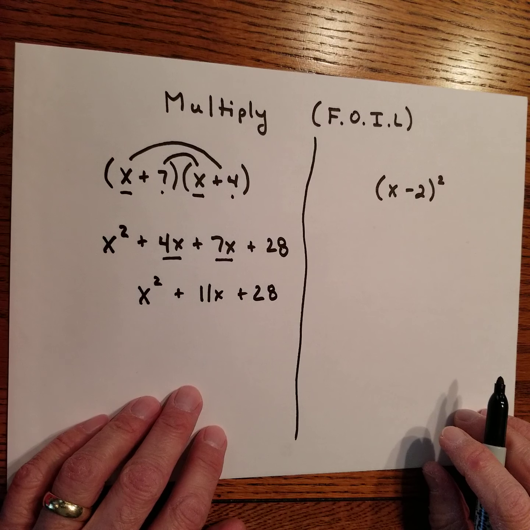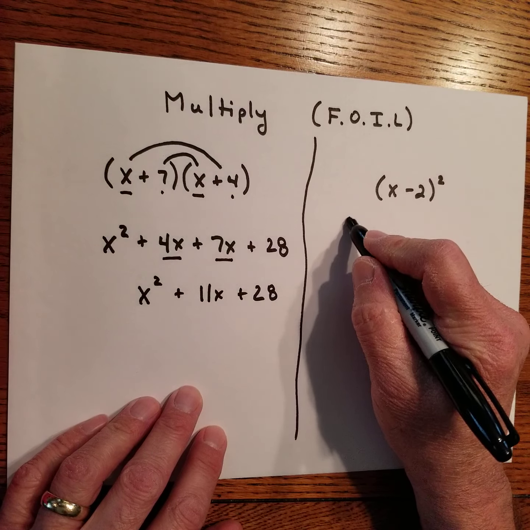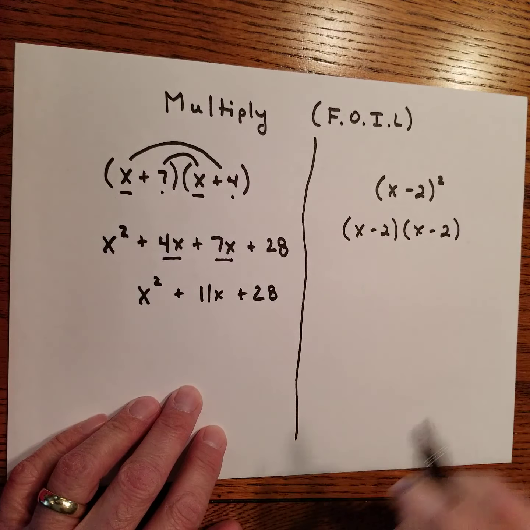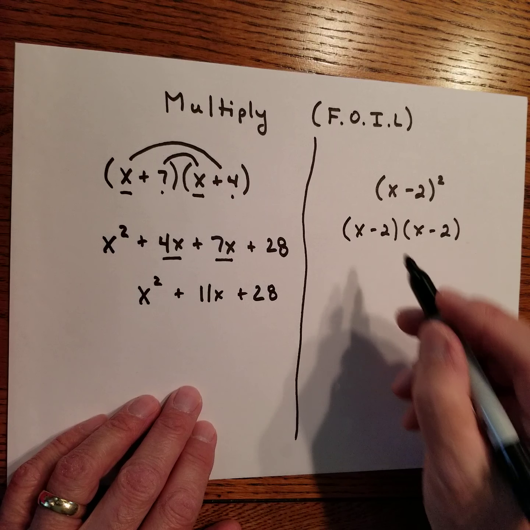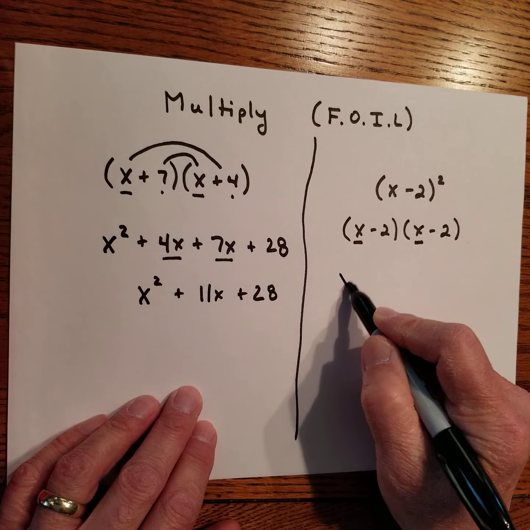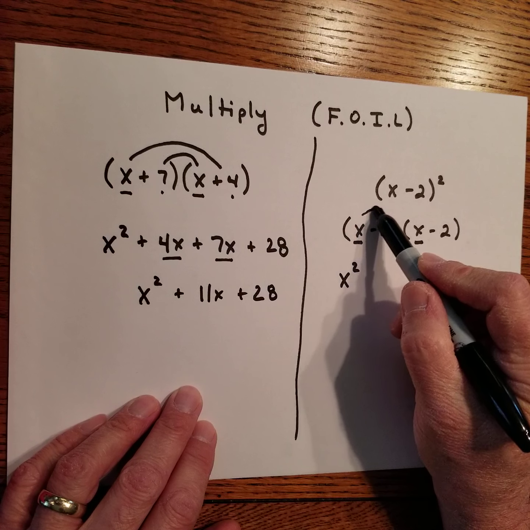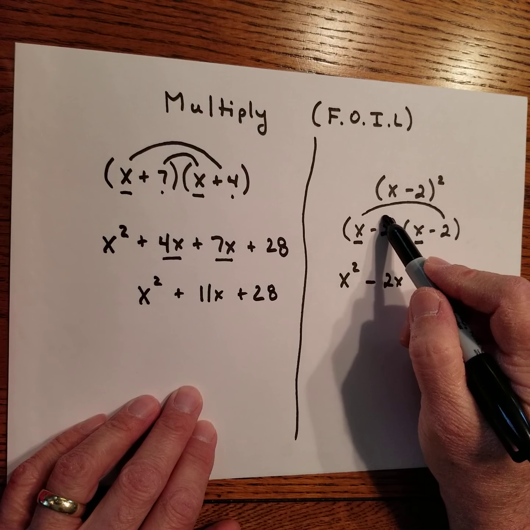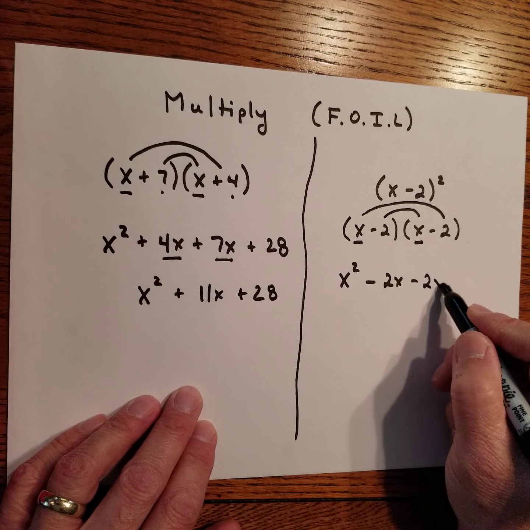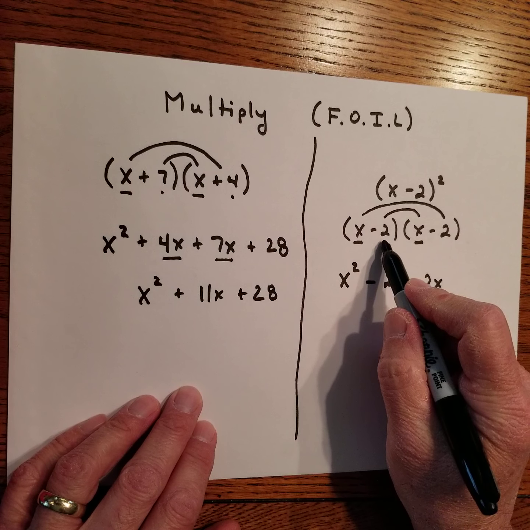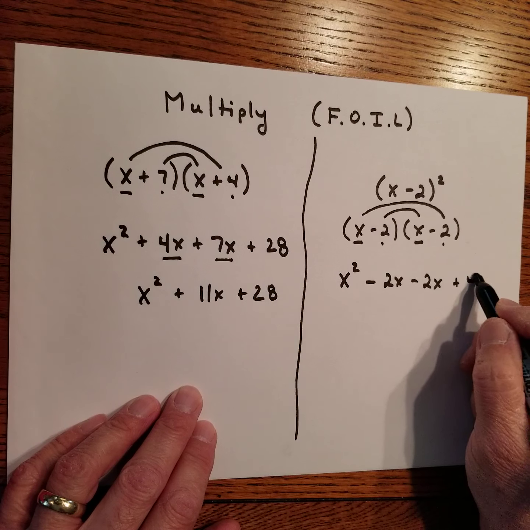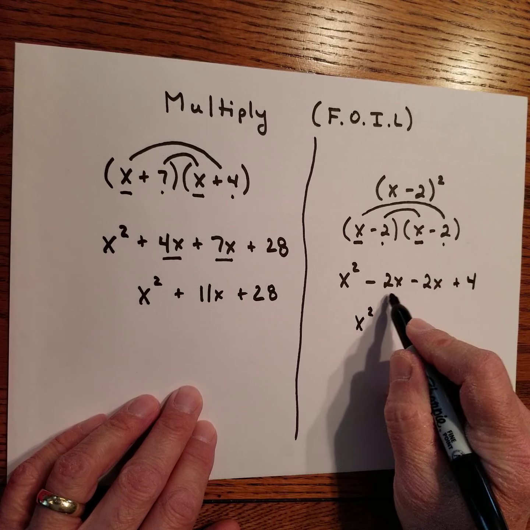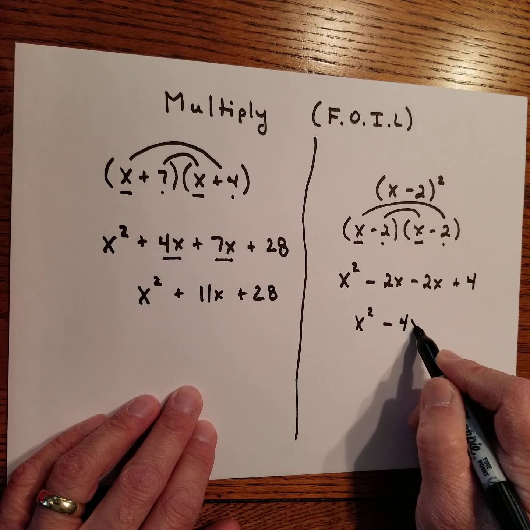Let's try another example. If I have x minus 2 squared, I know that that means x minus 2 times itself. Now it's a FOIL problem. Multiply the firsts, the outers, multiply the inners, and when you multiply the lasts, a negative times a negative is a positive. Let's combine like terms. -2x plus -2x is -4x.